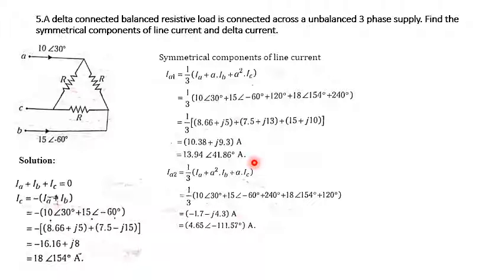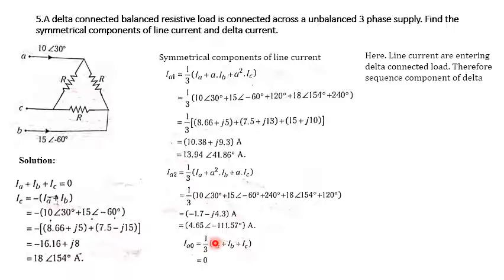Similarly for IA2, we will get 1 by 3 times of IA plus A square IB plus A into IC. Substitute these values of IA, IB and IC, where A square is 240 and A is 120. Finally we will get 4.65 at an angle of 111.57 degree amperes. Finally IA0 is 0, because we know that IA plus IB plus IC is equal to 0, so no need to do a calculation.